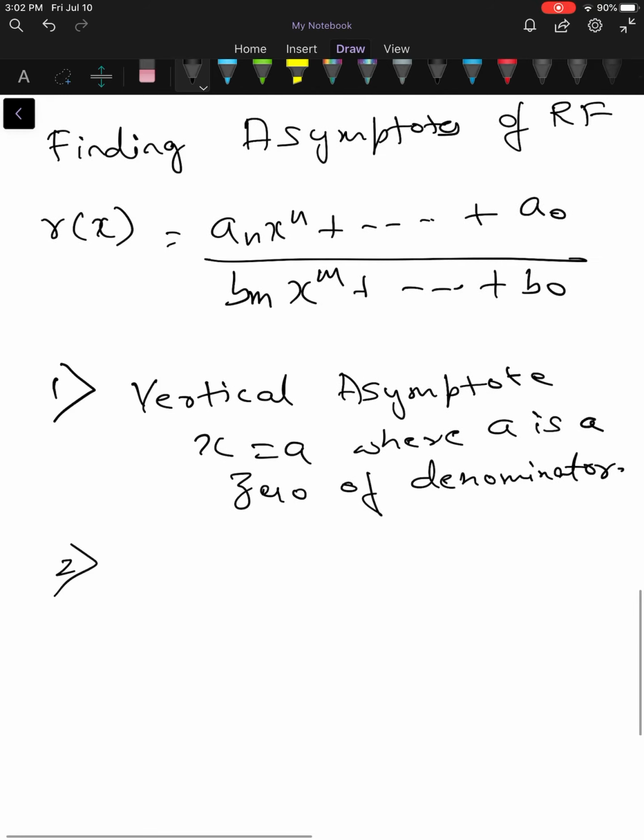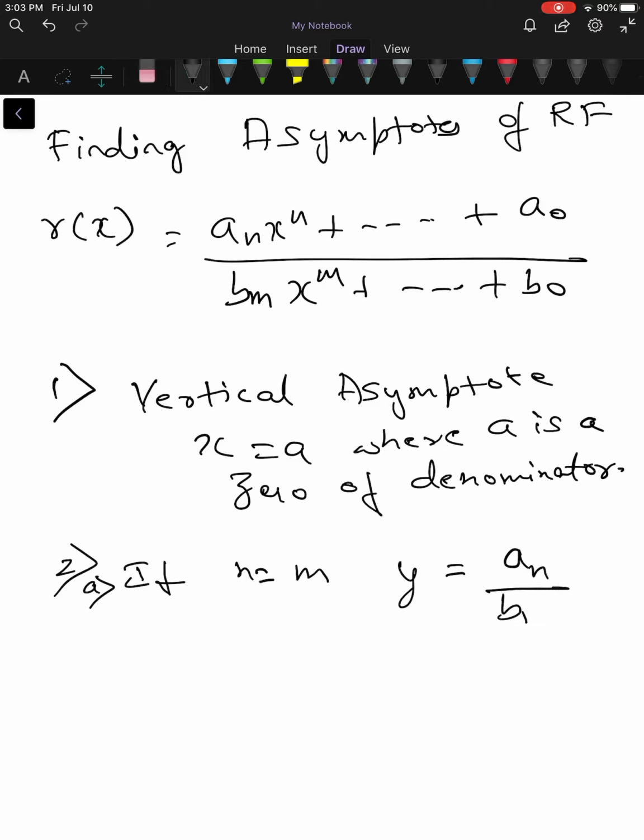Okay, second one is how did we find out horizontal asymptote? The case where we had the degrees to be equal, correct? So the second step has three cases. If n is equal to m, then horizontal asymptote y is nothing but an divided by bm. That means the leading coefficient of the numerator divided by leading coefficient of the denominator.